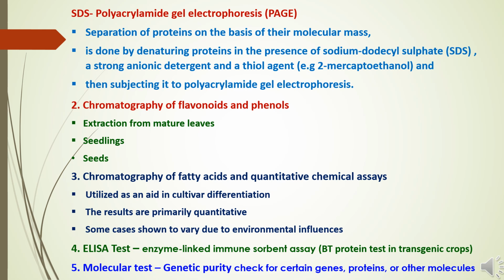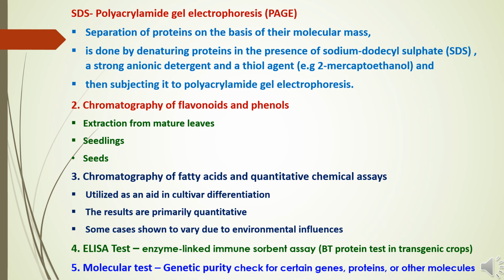Flavonoids and phenols spot patterns on chromatographies are detected with the aid of several chemical treatments and UV lights. Another chromatography test is chromatography of fatty acids, and quantitative chemical assays have also been utilized as an aid in cultivar differentiation in several species. However, results are primarily quantitative and in some cases have been shown to vary due to environmental influences.